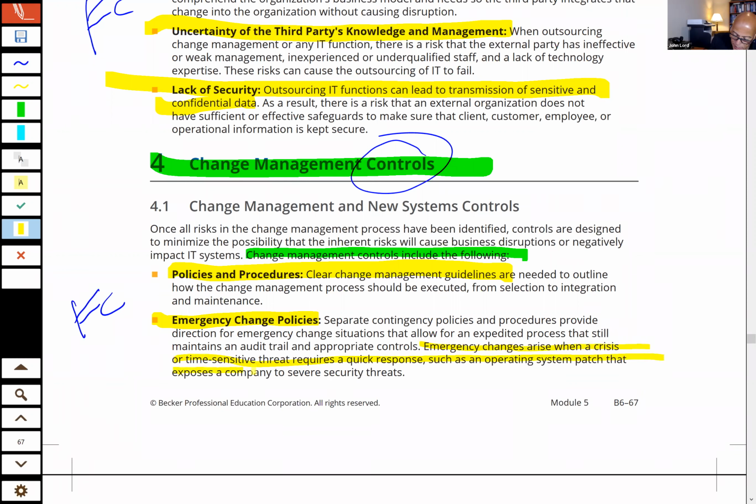Such an operating system patch exposes the company to severe security threats. So all of a sudden you have some sort of patch, and I've heard them talk about this with some of the Russian hacking that went on: they exposed a weakness in the patch, and that was how they got in to create these different problems. And so we are really right now in an emergency change policy mode, right? That's something the president and the administration keep talking about.